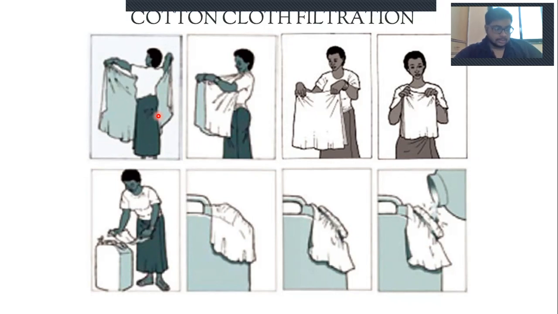What it does is it acts as a very fine mesh. Cotton cloth acts as a very fine mesh, and once you pour the water inside it, all the big impurities inside the water, if there are any, like mud particles, would get trapped inside the cotton cloth. The remaining water inside the jar or vessel is pure water. Pure in the sense it is relatively very clean water, and you can drink it easily. This is the cotton cloth filtration process.